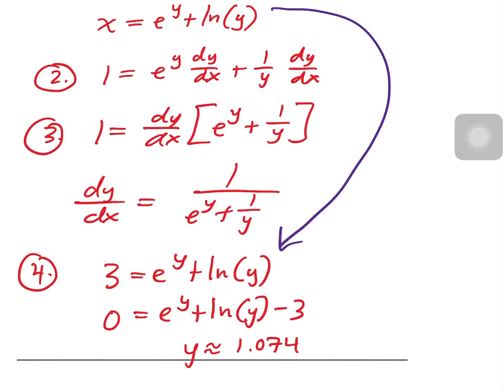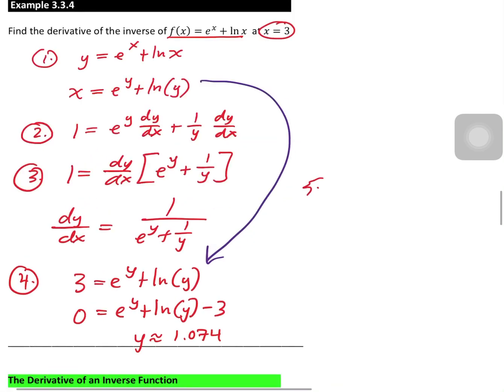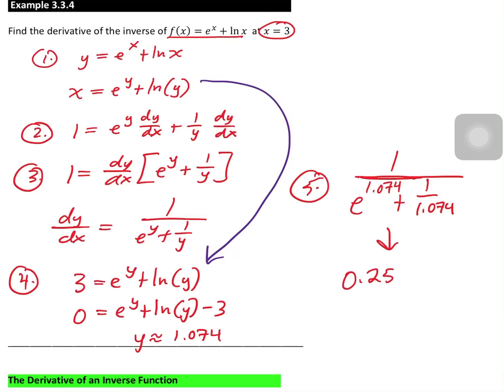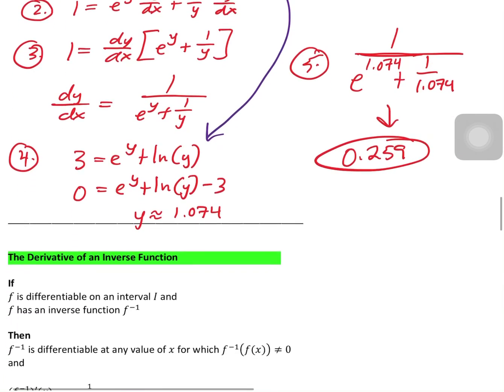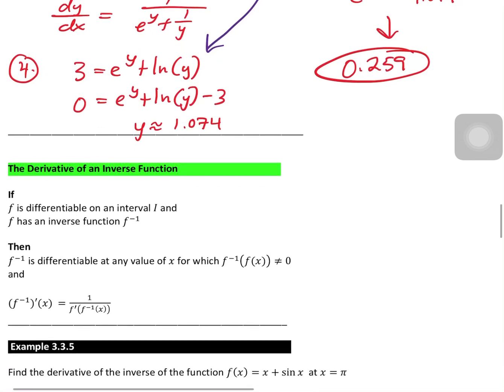1.074. Finally, in step 5, we take the derivative expression 1 over e to the y and plug in the 1.074 for y and use a calculator to evaluate, and I get 0.259. So those are our 5 steps, which can be summarized in the following formula.